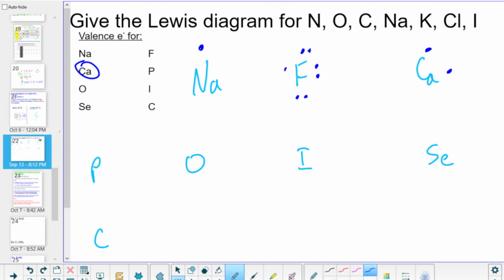Oh, let's do it right now. Looking at the board, how many look on there, sure. How many valence electrons does phosphorus have? 5?